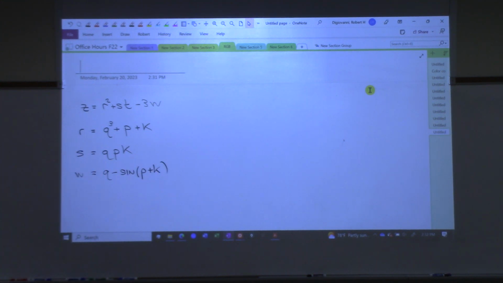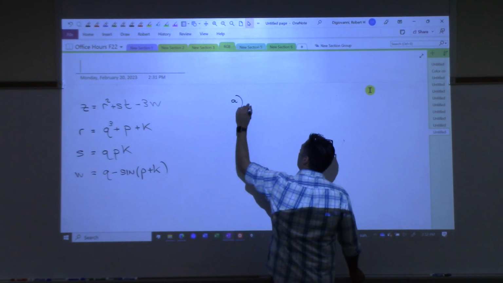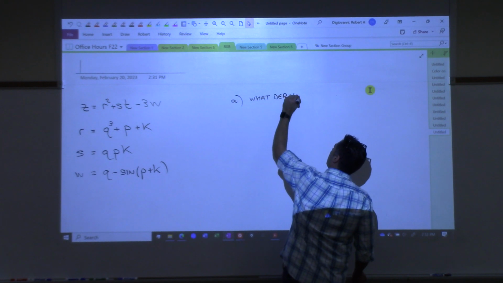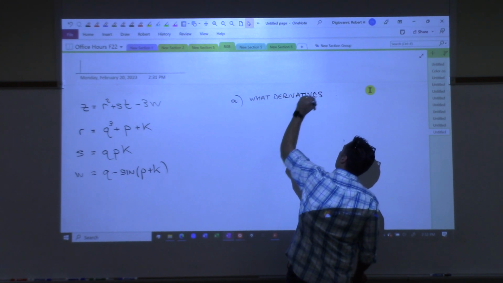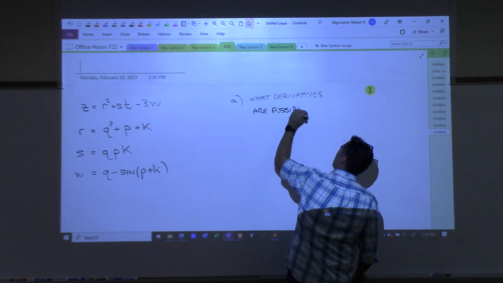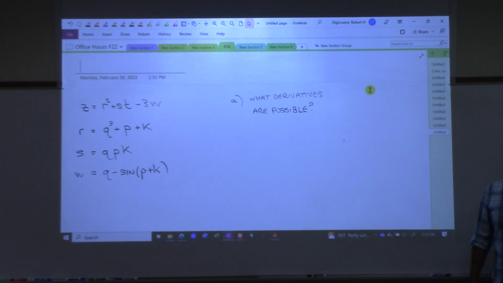My first question to you, and I want you to think about this, and I want you to raise your hand if you think you have it. My first question, part A: what derivatives are possible? That's the very first thing. So take a moment and see if you can draw a tree on this real quick.